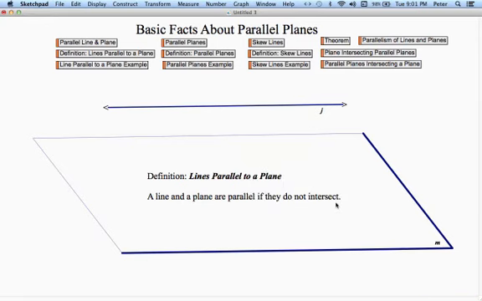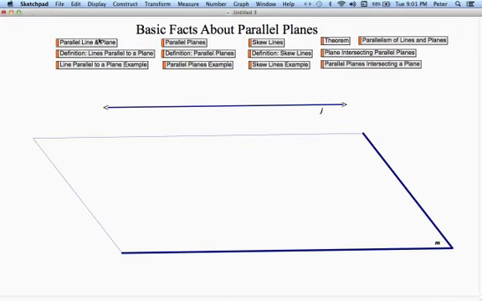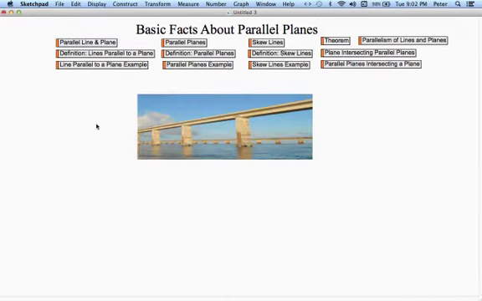Now let's take an example of that in real life. We can see that this bridge is never going to intersect the plane of the water. So if you can imagine, this bridge is a line, and this other bridge here in the background is also a line. They are parallel to the water. These two bridges may not be parallel to each other. That's not important. They will never intersect the plane of the water. So this bridge and this bridge are parallel to the plane of the water. And that's an example of a line and a plane being parallel.